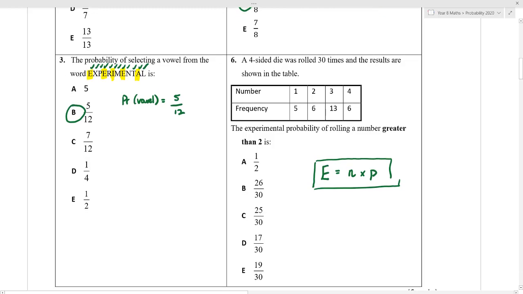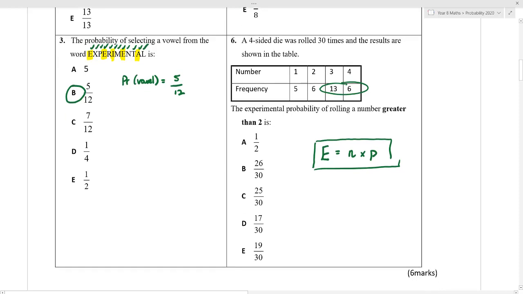It's a number greater than 2. Well, 2 is not greater than 2. 3 is greater than 2. 4 is greater than 2. That is 19 things out of a total of 30.